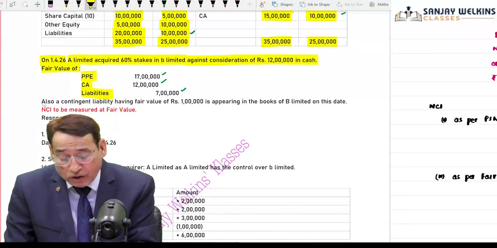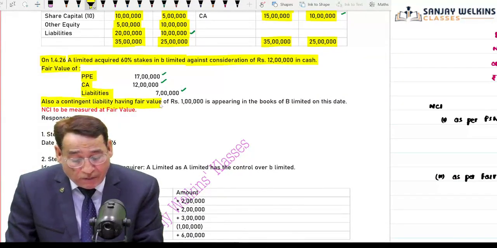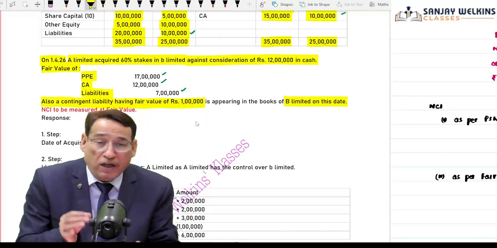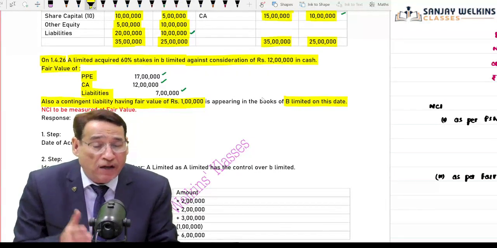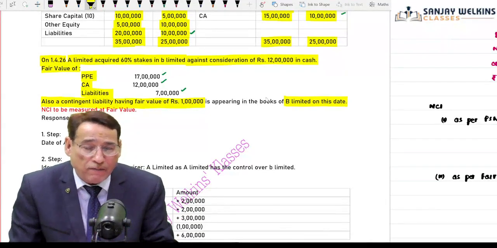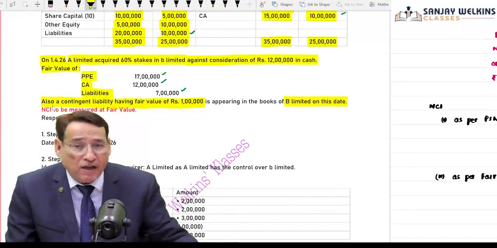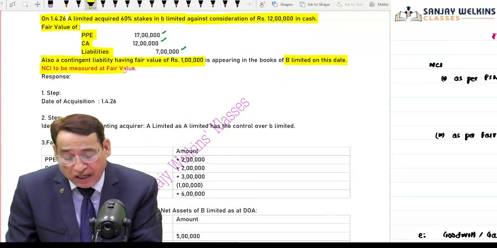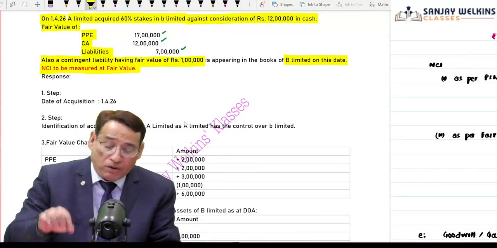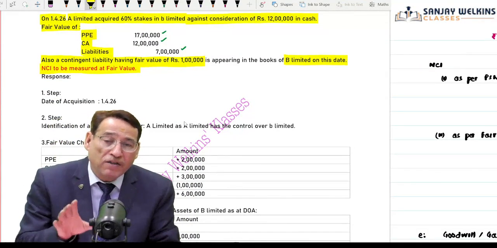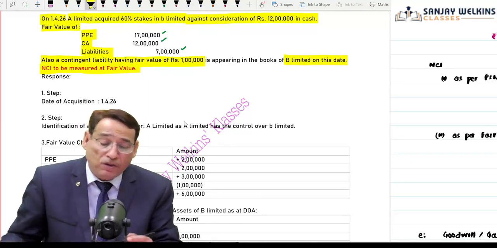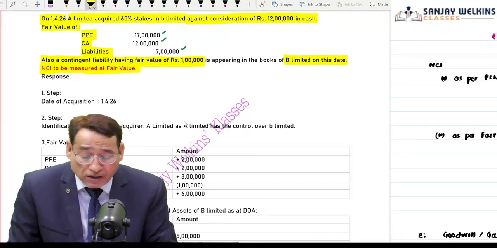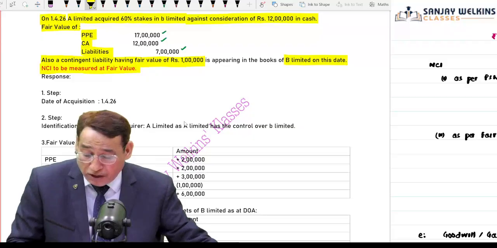Further in this question, it is also given that there is a contingent liability having a fair value of 1 lakh in the books of B Limited. So that means your acquired entity also has a contingent liability. I've already told you that you will have to take over this liability also. No doubt about that. And kindly, this line may not be written in your notes, so kindly write it: NCI will have to be measured at fair value. So this time it is given that we have to measure the NCI at fair value. In order to measure the NCI, just pay attention here, first of all.